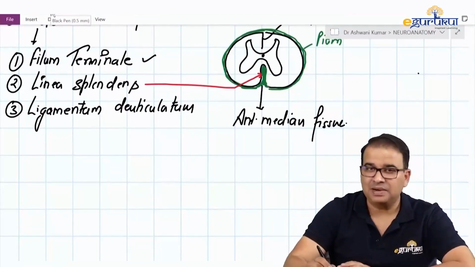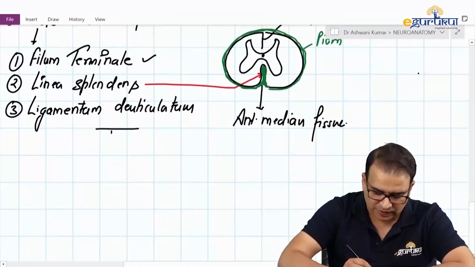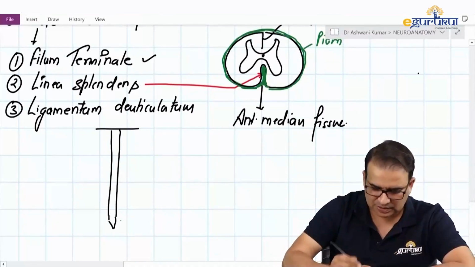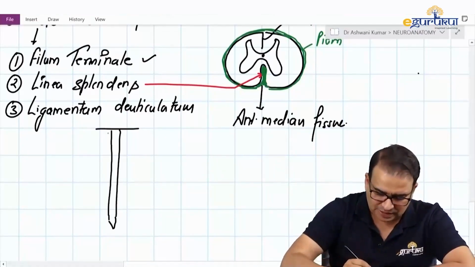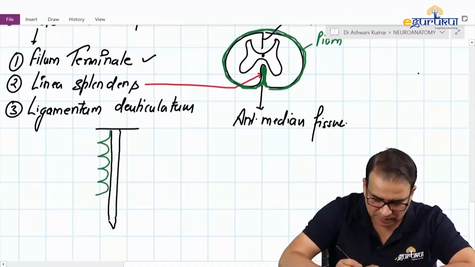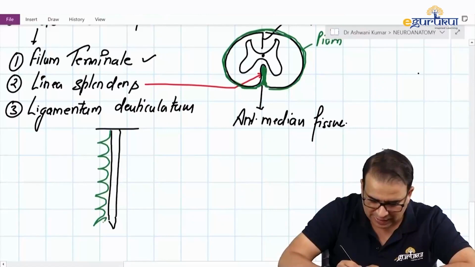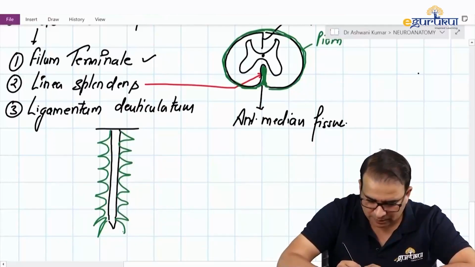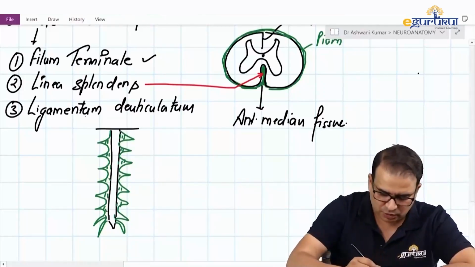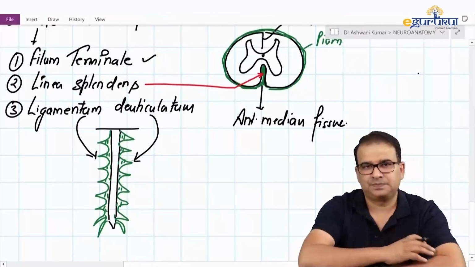Next in line, ligamentum denticulatum. What is ligamentum denticulatum? Let us imagine the spinal cord in a longitudinal section here. I'm just drawing a very rough diagram. That's the spinal cord. Once again, the pia mater will be adherent to it. Now this pia mater sends off these tooth-like extensions on the side of the spinal cord, connecting the spinal cord with the arachnoid mater on the side. This tooth-like projection, made up of pia mater only, is why the name is denticulatum. These are called the ligamentum denticulatum.